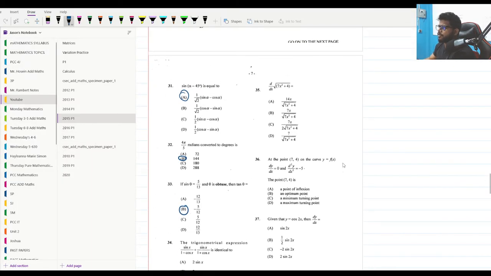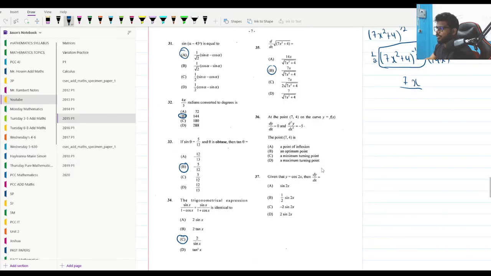The differential of this, the first derivative, is going to be a half times (7x squared plus 4) to the minus a half, multiplied by 14x. So I'm looking for 7x on top. These two give me 7x on top, and I'm looking for the square root of 7x squared plus 4 alone below. So the answer is B.